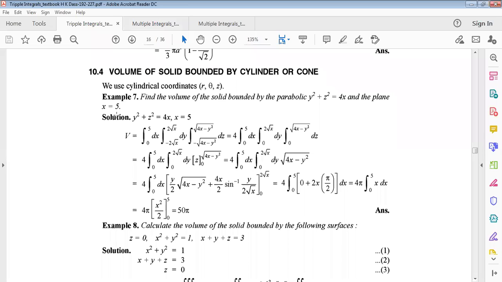Okay, volume of a solid bounded by a cylinder or cone. In this case we have to use cylindrical coordinates r, theta, z. This is the cylindrical coordinates. You must follow lecture 1 of triple integral. Remember it. This example 7 is left for you.